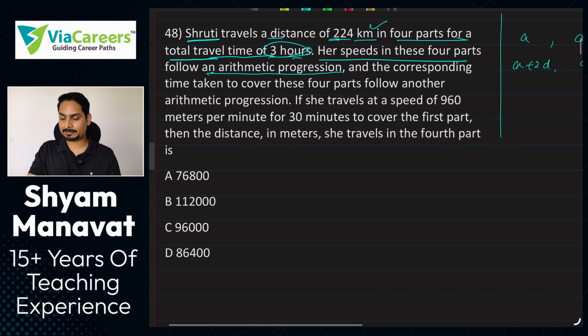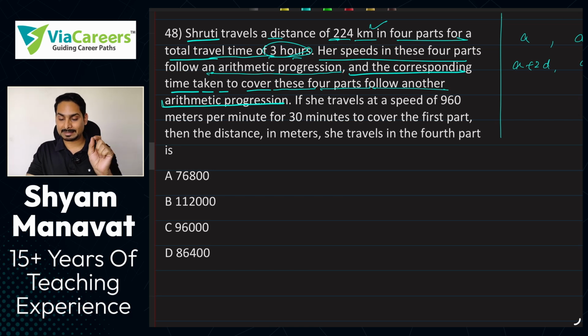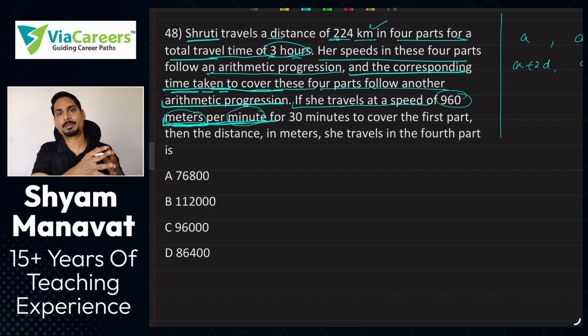Now, let's see what next information we have: the corresponding time taken to cover these 4 parts follows another arithmetic progression. So this is another arithmetic progression, the time taken to cover these parts. She travels at the speed of 960 meters per minute. Now, pay attention to the unit. Meters per minute means distance has to be in meters and time we can use in minutes. That's totally fine. It's not necessary that you always have kilometer per hour or meter per second. It could be meter per minute as well.